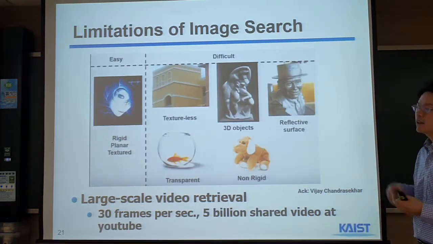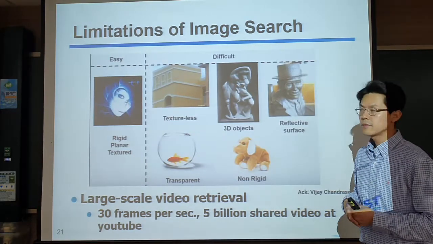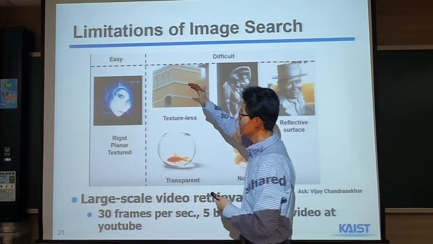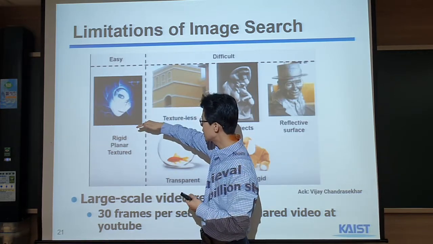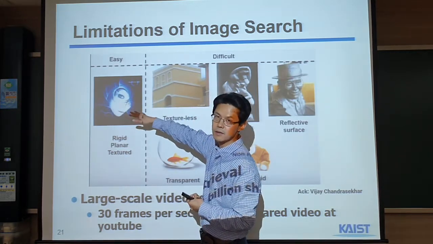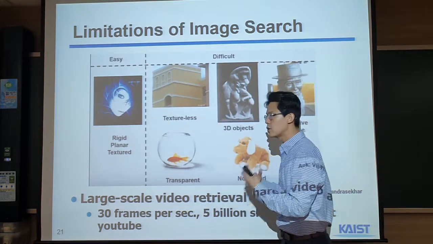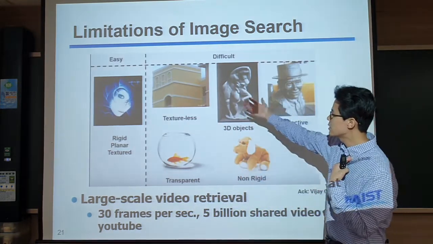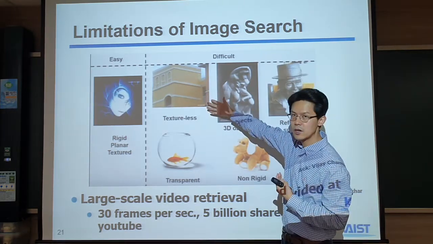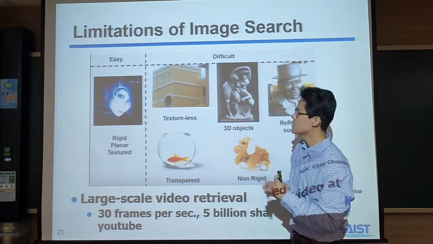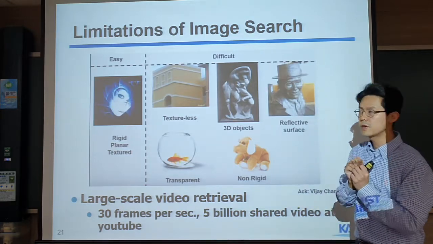But nonetheless, there are a lot of issues. In a lot of cases for image search, those techniques work well for rigid, planar, and textured images. But when you apply those techniques to other images that are textureless, since there is not much texture, in other words not much information, it's very difficult to extract meaningful features.